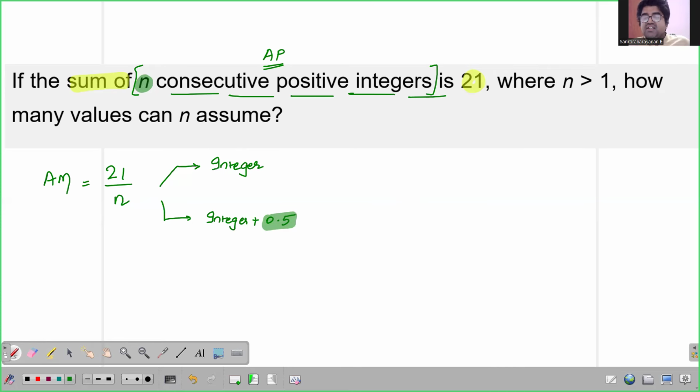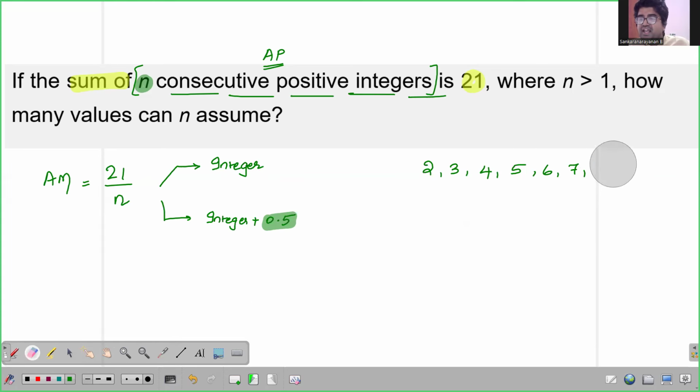For example, just consider 2, 3, 4, 5, 6, 7, 8. I'm just giving an example; the total may not tally to 21, so let's not bother about it. I'm presenting consecutive positive integers, 7 in number. The arithmetic mean here comes as 5, an integer value.